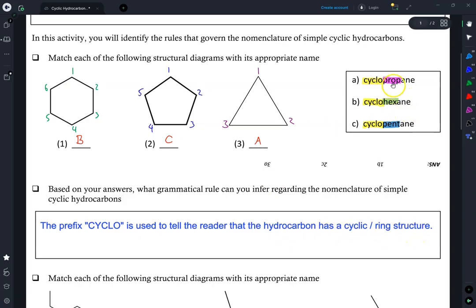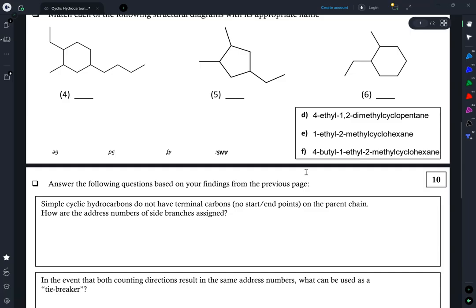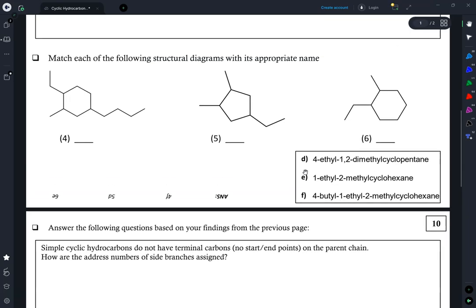And as we learned previously, prop means that there are 3 carbons in this ring, 1, 2, and 3. Hex means that there are 6 carbons in this ring, 1, 2, 3, 4, 5, 6. And pent means that there are 5 carbons in this ring, 1, 2, 3, 4, 5. Alright, let's move on to the next example. What I want you to do is pause the video and try to match up these names with the structures above. Once again, if you're having troubles, answers are at the bottom. When you're done, press play and we will try to understand the grammatical rules for why these names match up with these structures.